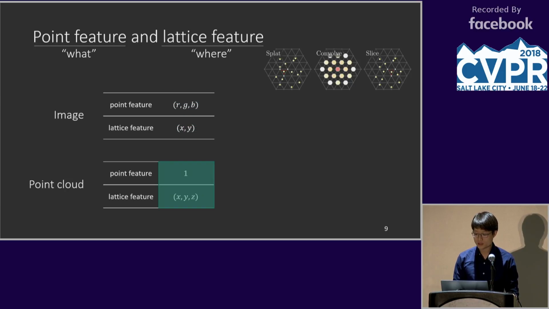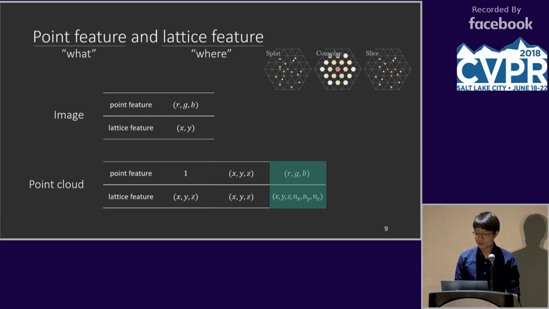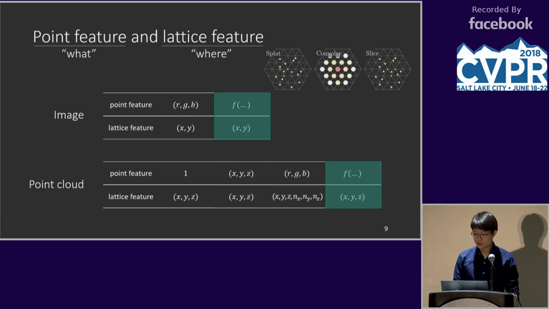To filter 3D point clouds, in the simplest case, we can use occupancy as point feature, which is always 1, and use the XYZ location of each point as lattice feature. Alternatively, we can use the point location as both point feature and lattice features. And now we can really see the flexibility here when we choose to use RGB color as point feature and both XYZ and normal directions as lattice feature for a 6-dimensional filtering. For both image and point cloud, the point feature can also be an arbitrarily dimensional feature generated by previous network layers, allowing BCL to be used in deep neural network architectures.